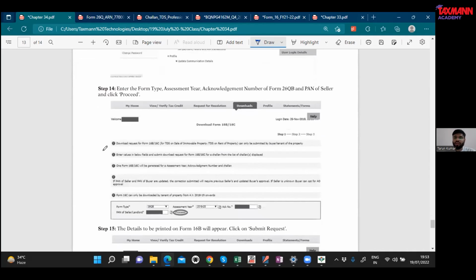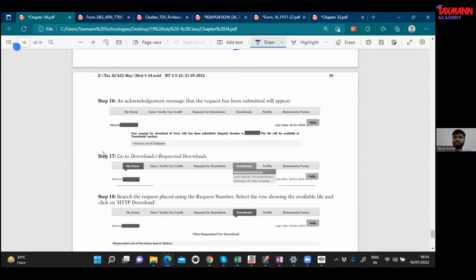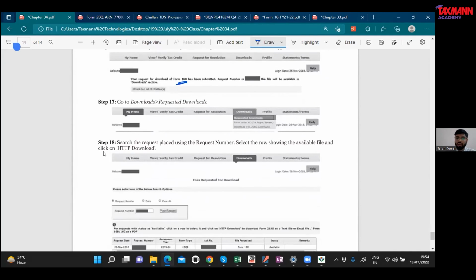You will select the relevant form type, be it 26QB, QC, QD, or QE. You will select the assessment year for which you are downloading. You will select the acknowledgement of return against which you are downloading, and the PAN of the seller if it is under 194IA, then PAN of the landlord if it is under 194IB. So these details are to be filled in. Again, then details of that deductor will get displayed. You need to confirm those details and click on submit request. Once you submit that request, the acknowledgement message will be displayed. Once the request is submitted, you need to go to the downloads and then requested downloads.